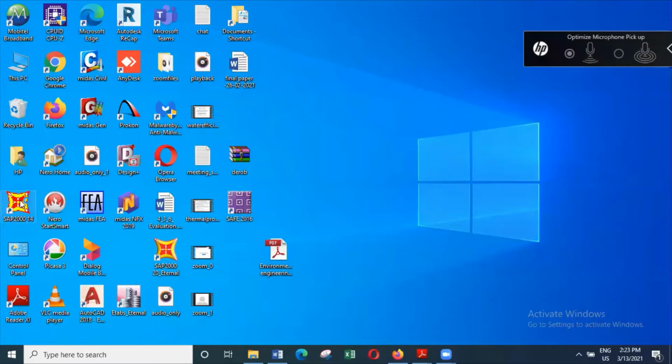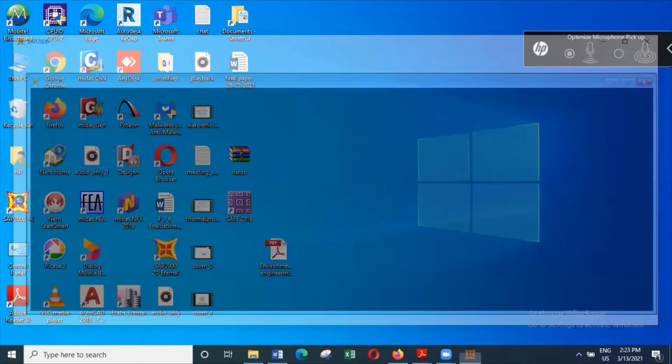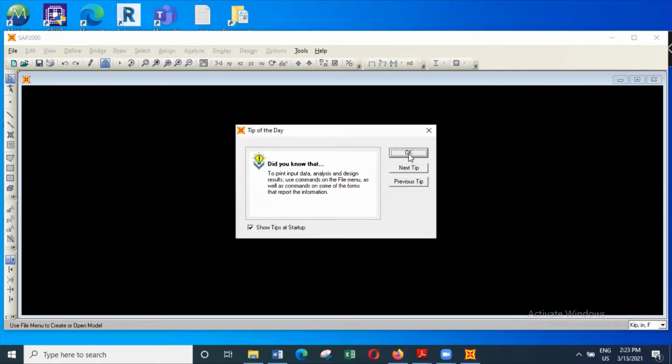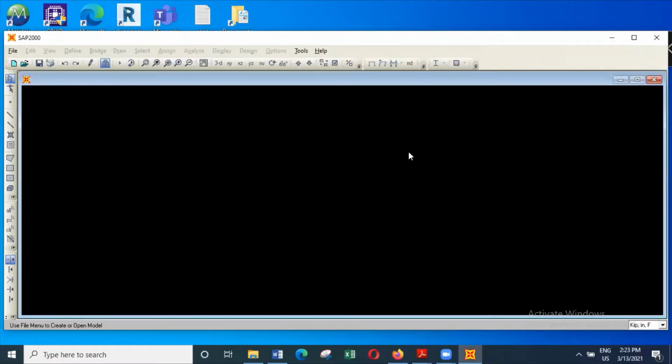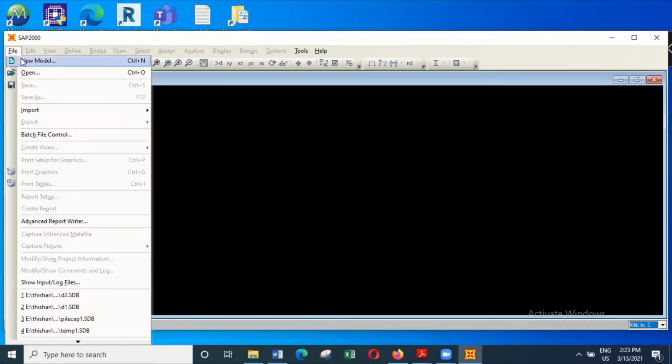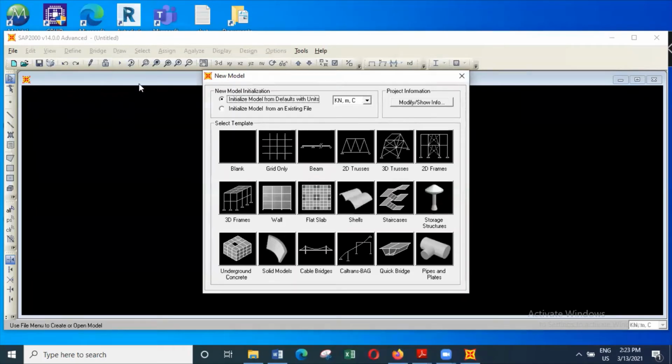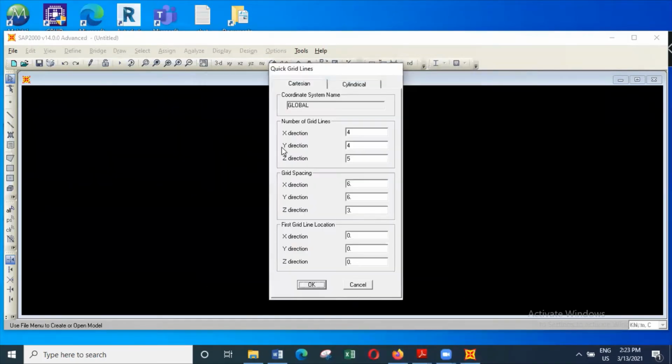So we'll create a model, because I can use the similar model for other structures as well. So what we do is we can start with a new model and we say grid only, because we are dealing with a beam of 6 meter and 6 meter.